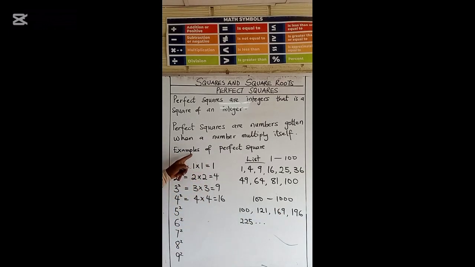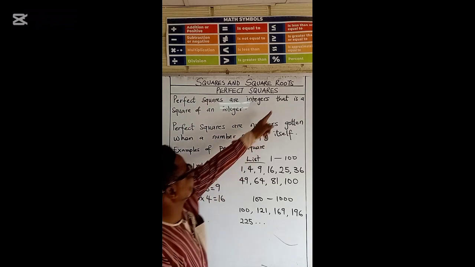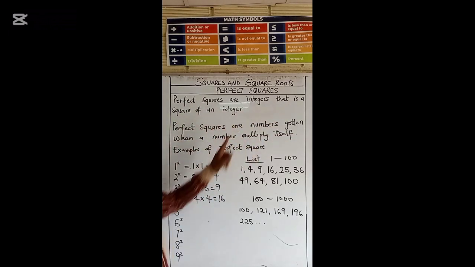And this is the definition of the first one. I said perfect squares are integers that are a square of an integer. This integer is the square of this integer. 4 is the square of 2. 9 is the square of 3. 16 is the square of 4. And 25 is the square of 5. 36 is the square of 6. So a perfect square is an integer that is the square of another integer. So that is that. We should get that.